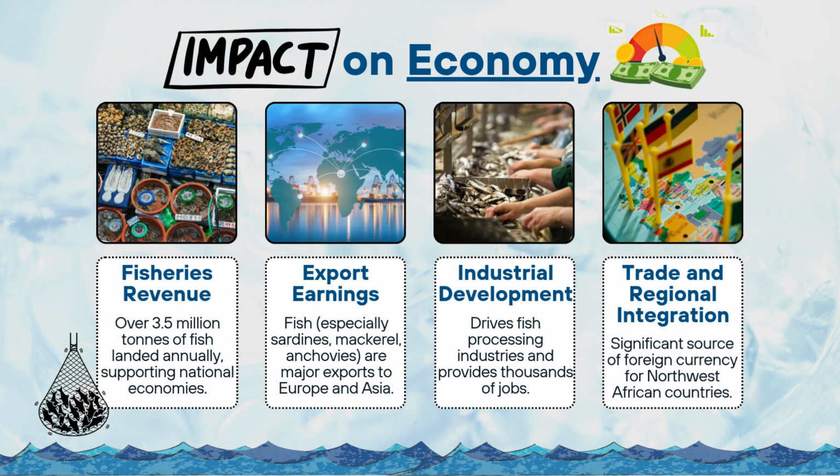The Canary current upwelling system is important to Northwest Africa's economy. It produces over 3.5 million tons of fish each year. Most are small pelagic species like sardines and anchovies. These fish support many local fisheries. The system also brings strong export earnings. Much of the catch is sent to Europe and Asia. This trade provides valuable foreign income.